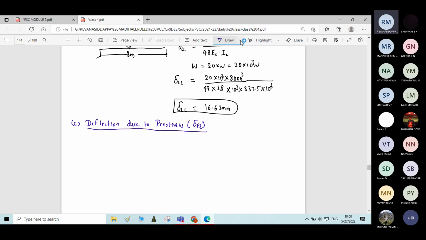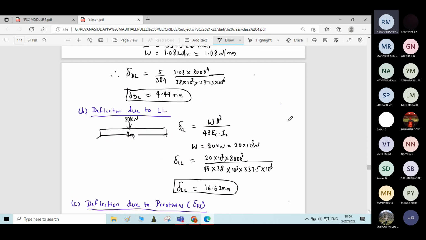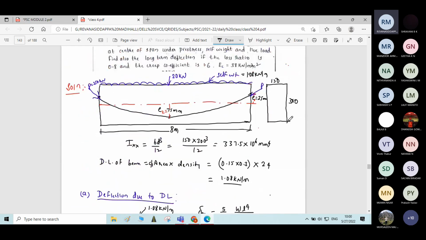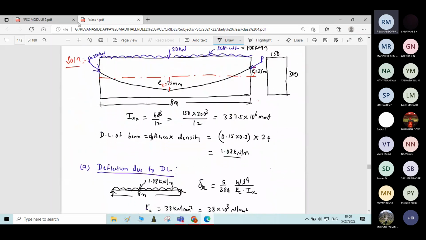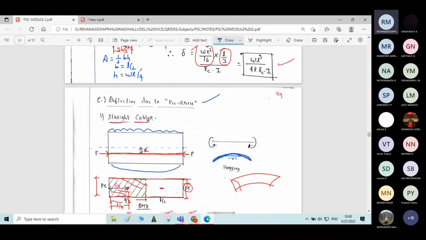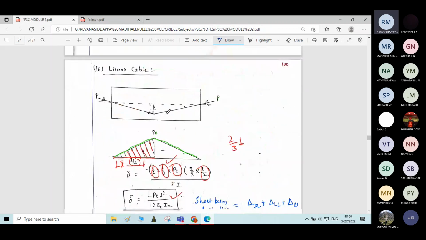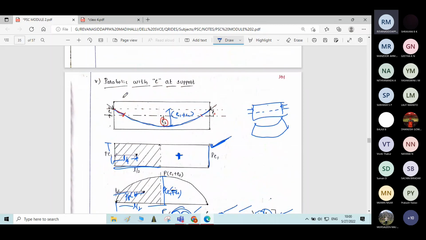Now to calculate deflection due to prestress, we just look into the cable profile. How is the cable profile here? It is having some eccentricity at the support and some eccentricity at the midspan. I'll go to the notes here, deflection due to prestress. So this belongs to this case. This cable is having some eccentricity at the midspan and some more eccentricity at the support.